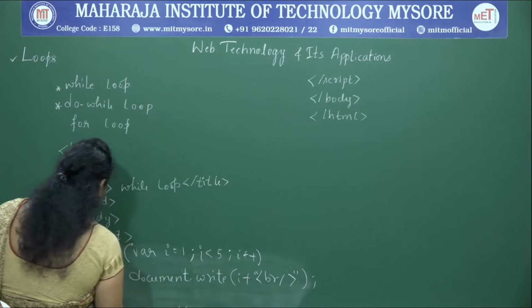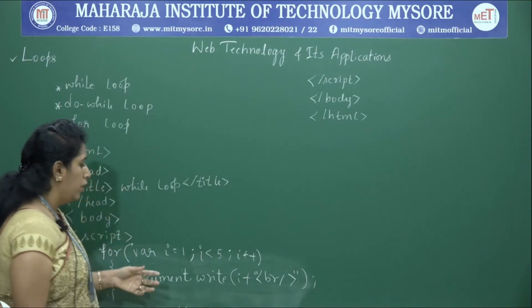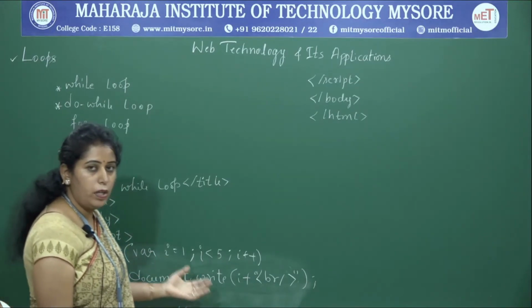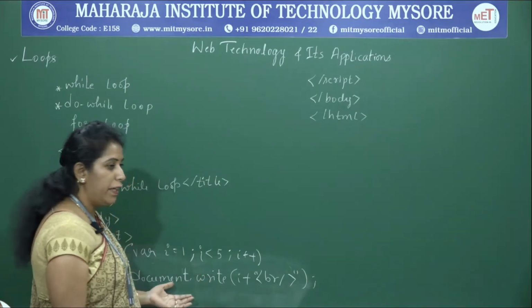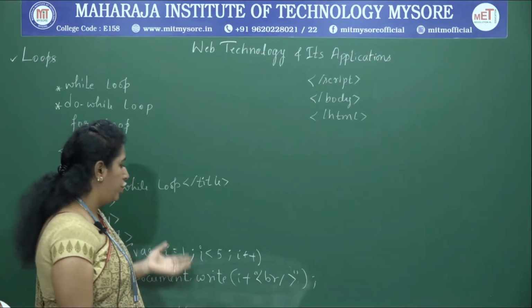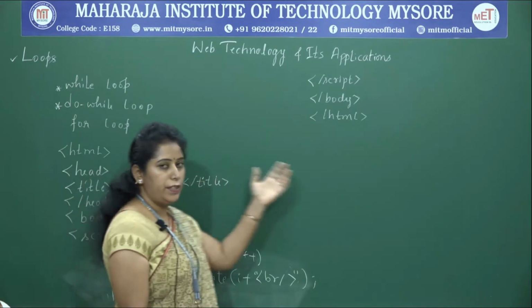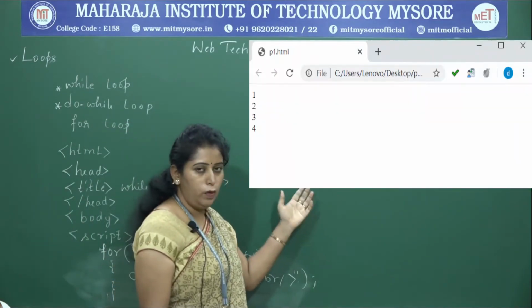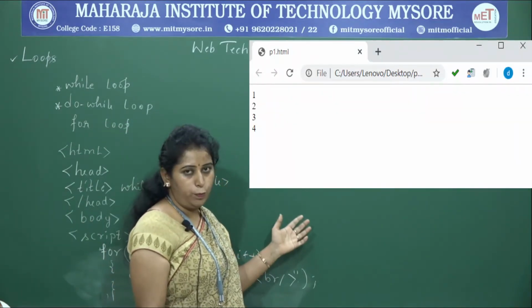So now this is how you can code a program to implement a for loop in your HTML. So finally, once after running this program, you can notice how actually you can get the output.